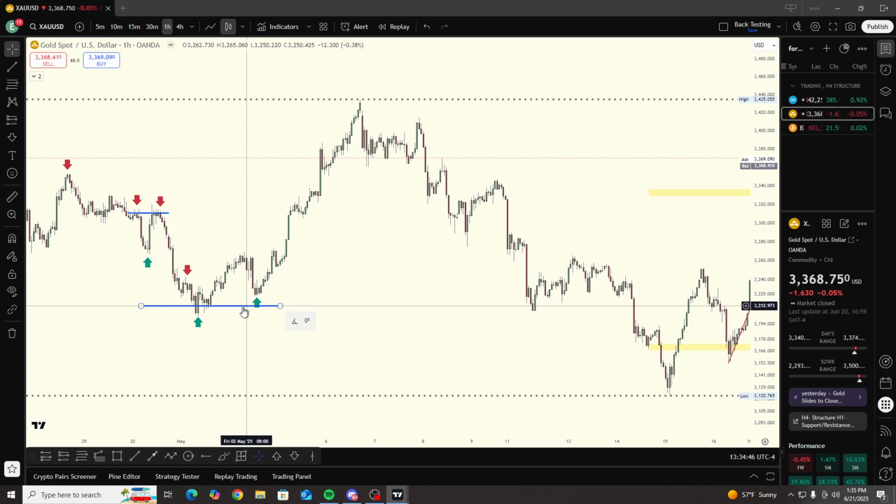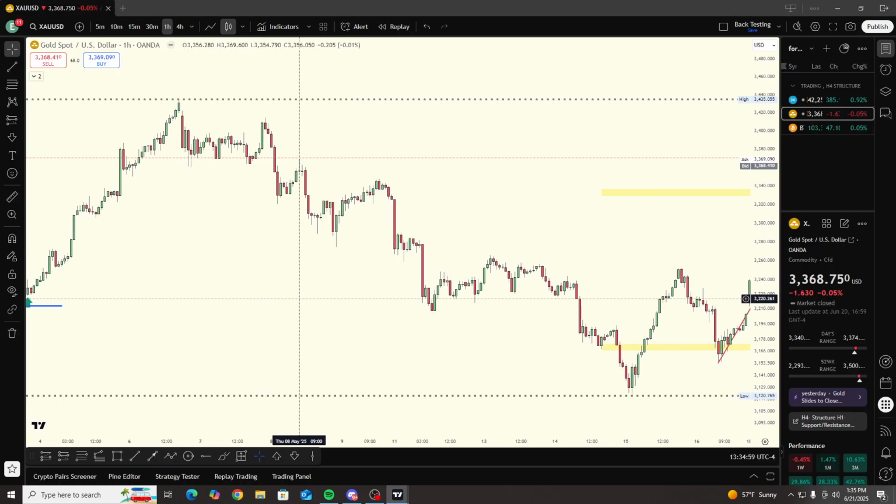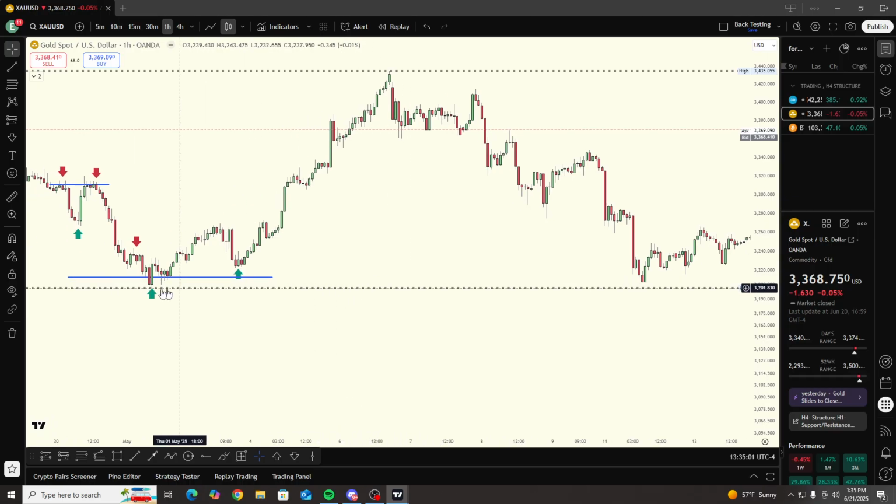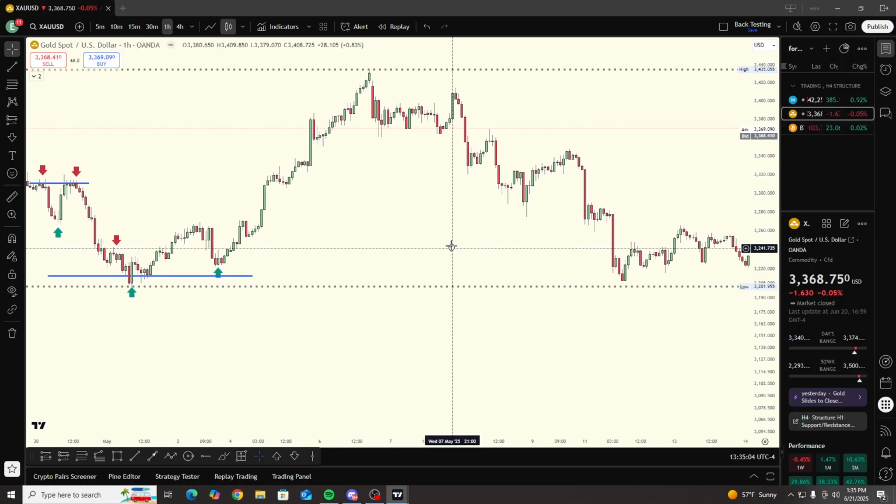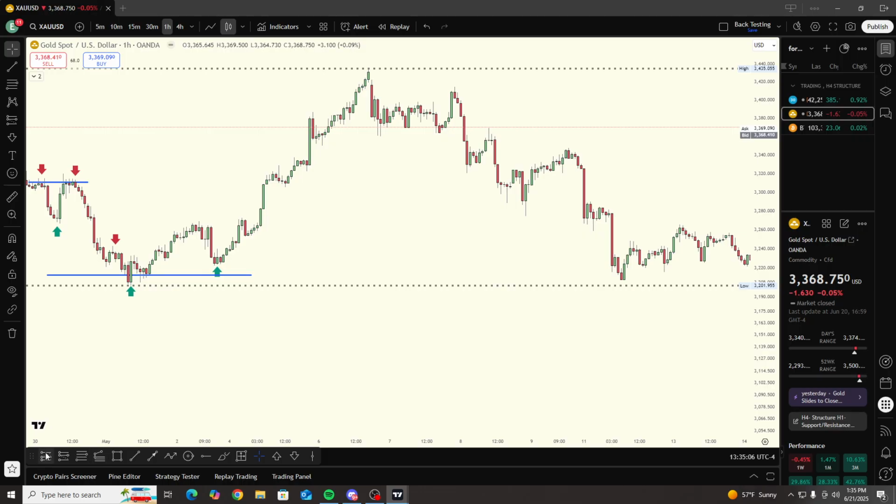So yeah, I would just mark these off as I'm coming into the market. And the moment I see this support here higher than this one, I'm looking for buys. So I would just look for an entry candle, and then I would take the buy here. See, this is higher than this one.